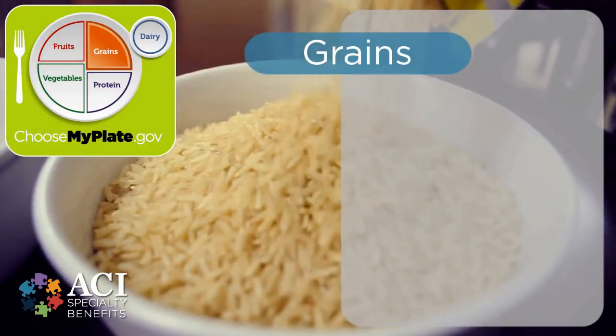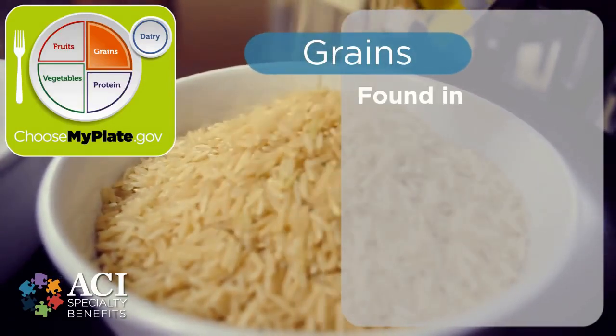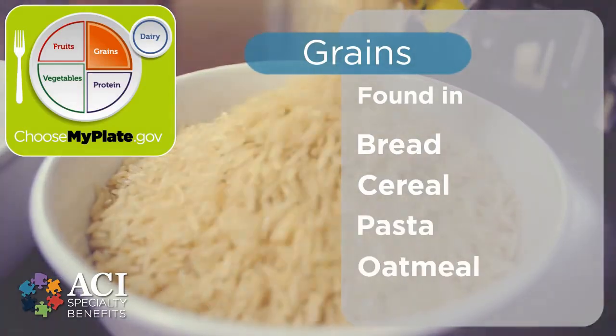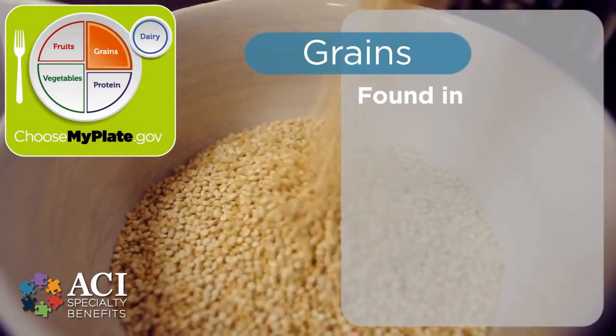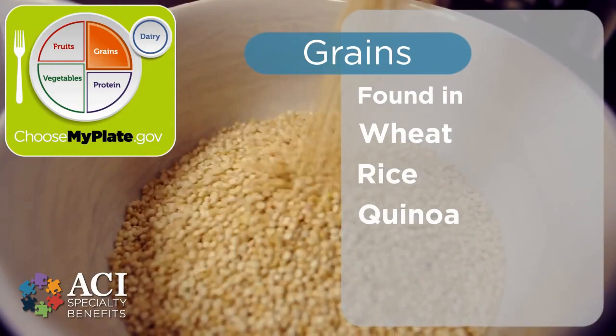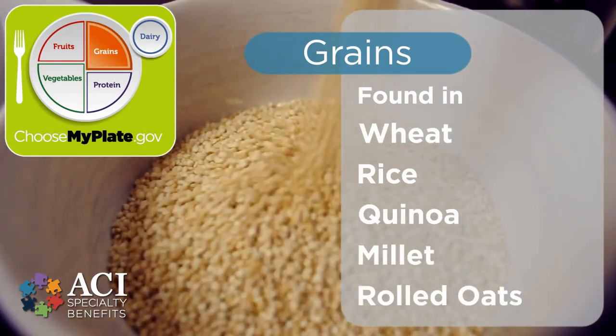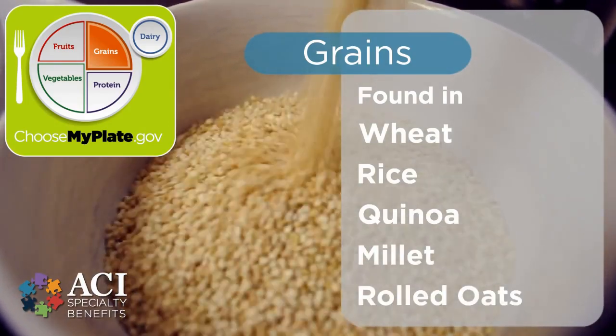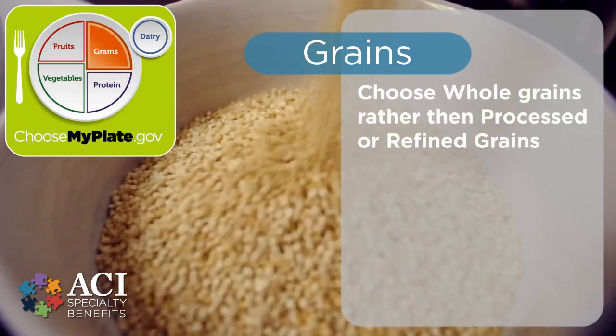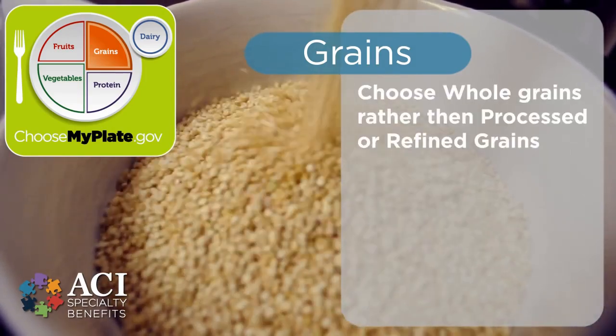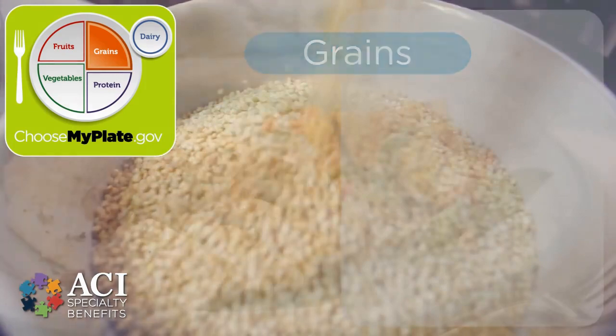Grains should make up about a quarter of your plate and are found in everything from bread and cereal to pasta and oatmeal. When we think of grains, we usually think of wheat or rice, but options like quinoa, millet, and rolled oats make for even healthier options. With all grains, it's a good rule of thumb to choose whole grains rather than refined or processed grains to make sure the body gets the most nutrients possible.